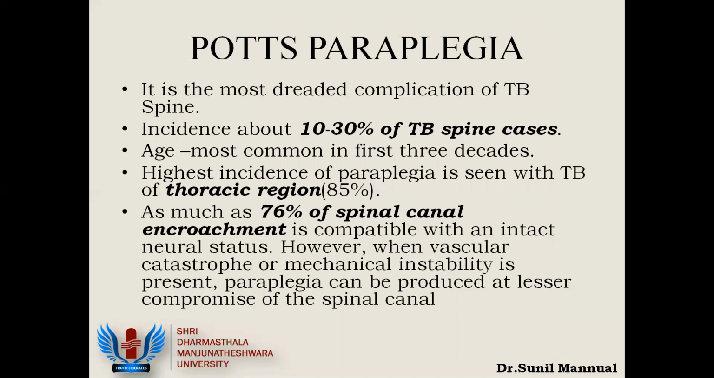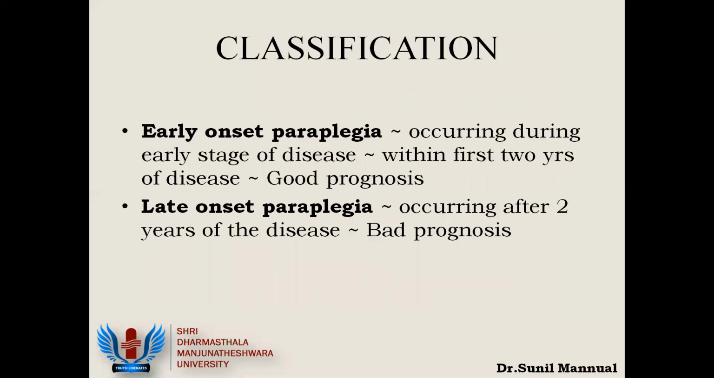Moving on to slide number 28. Generally, it is classified as early onset paraplegia and late onset paraplegia. Early onset paraplegia has got a good prognosis. This is paraplegia that occurs within the first 2 years of diagnosis of tuberculosis or the appearance of tuberculosis. But if the patient comes with paraplegia after 2 years of diagnosis, it's got a bad prognosis.